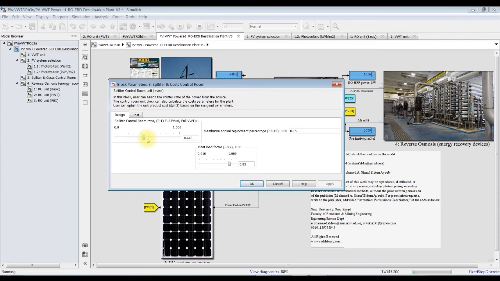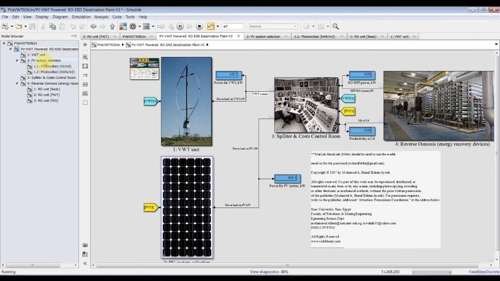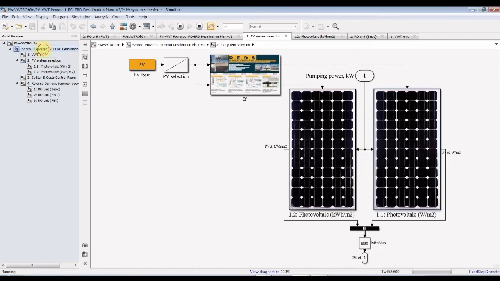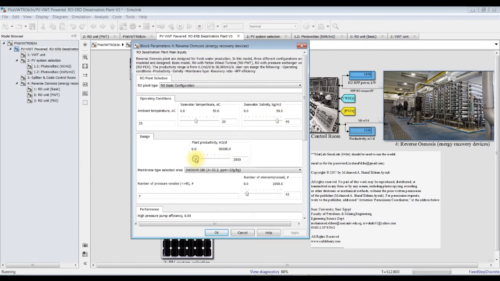Okay, I'm going for 40%. Okay, let's go for solar radiation. I'm going here for solar radiation. Let's change our solar radiation down to 500 watt per meter square, and we can see the variation on the areas and the module area, battery storage, battery capacity. Okay, and let's change the productivity. I'm going for 5,000. 5,000 will increase the load.